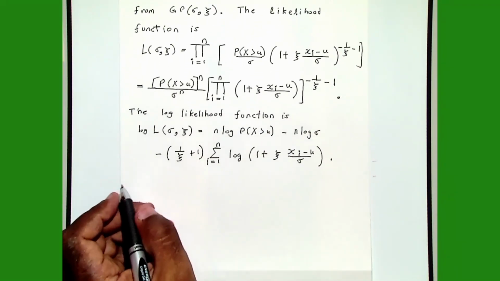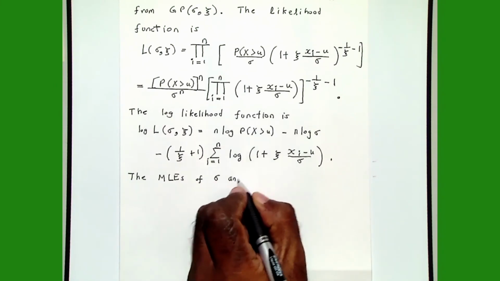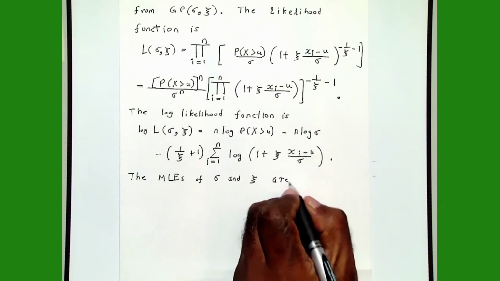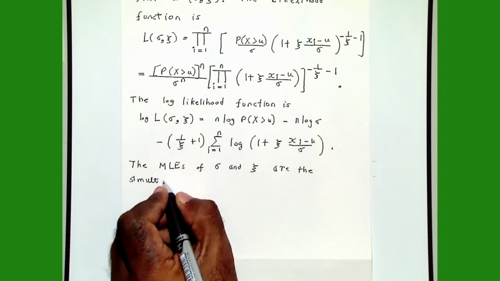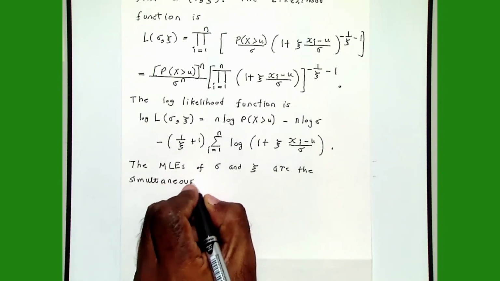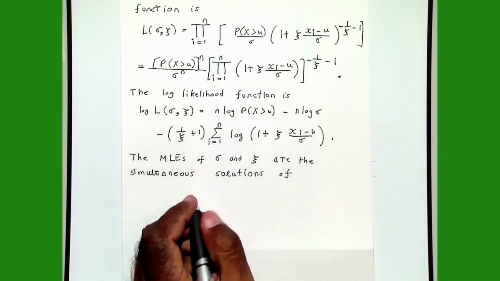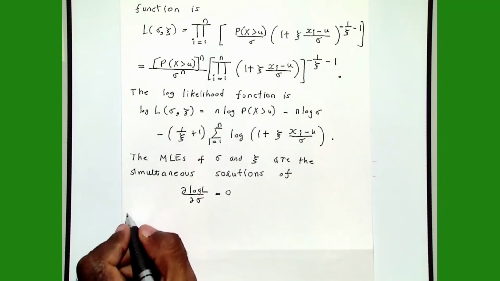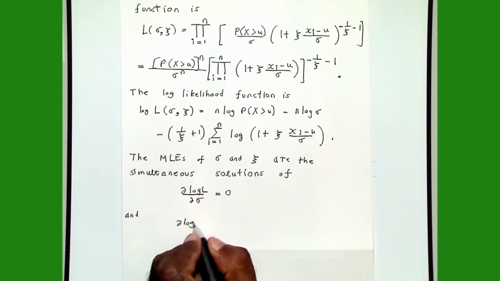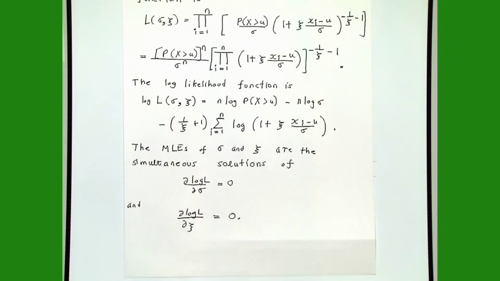And then the maximum likelihood estimates of sigma and psi are the simultaneous solutions of the following. So the first equation is the partial derivative with respect to sigma set equal to 0, and the second equation is the partial derivative with respect to psi equal to 0. So if you solve these two equations, you will get the maximum likelihood estimators for sigma and psi.